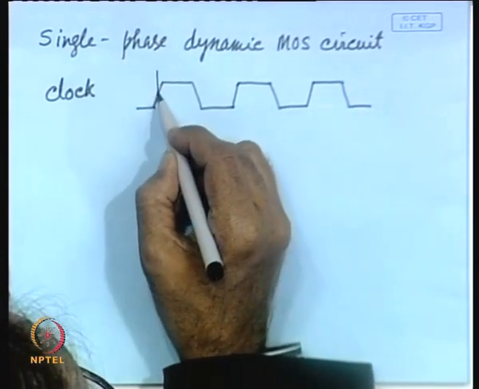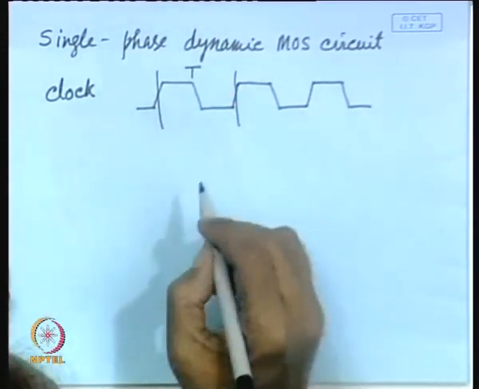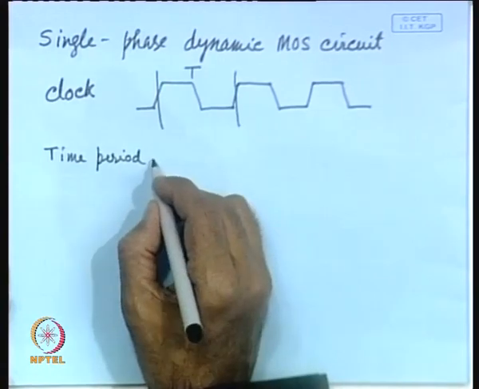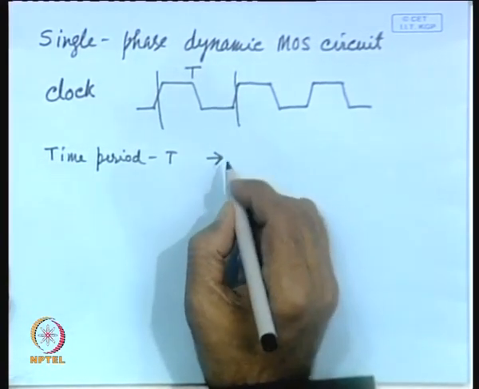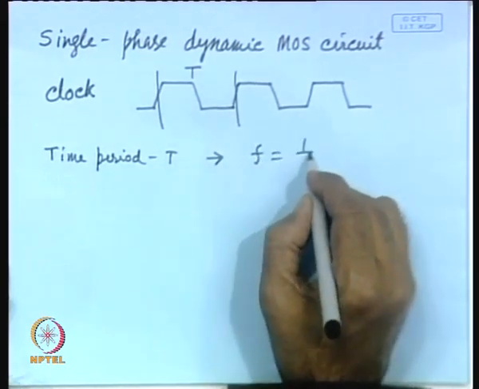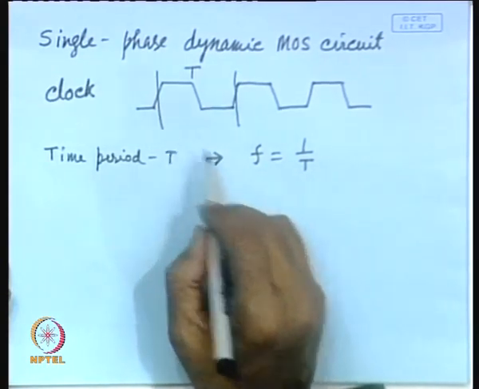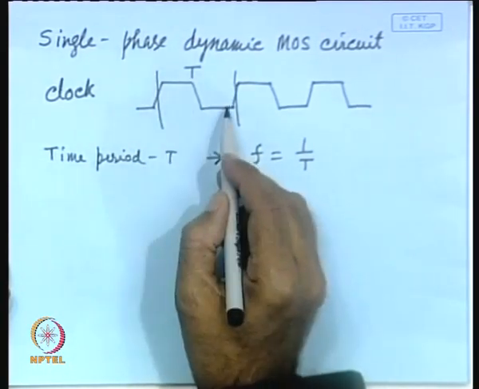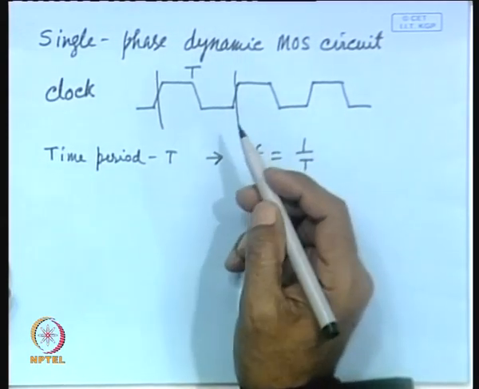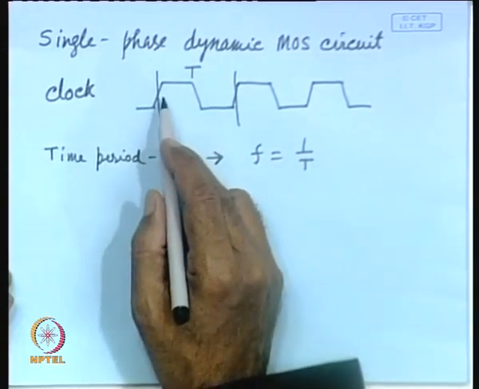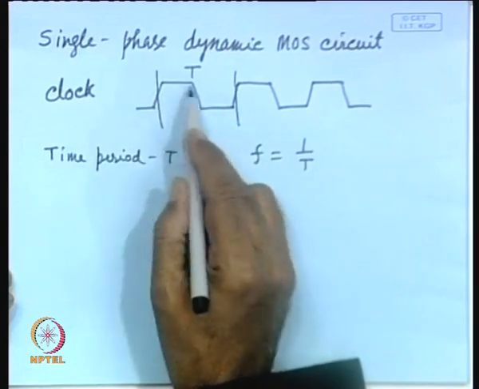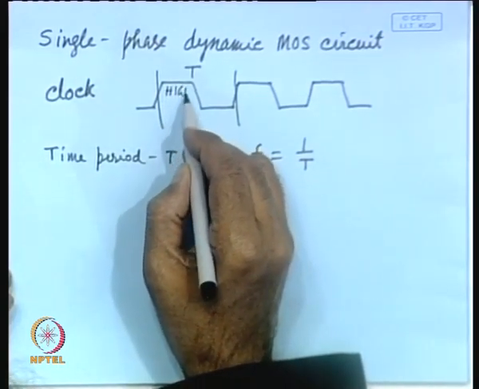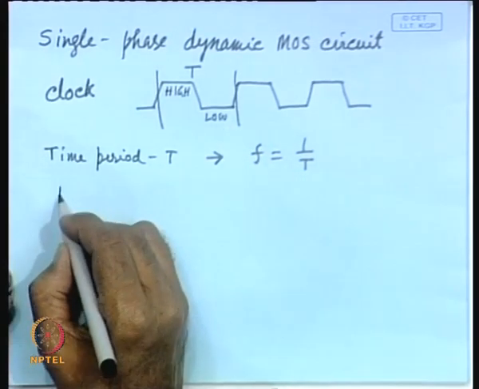One important parameter is the time period T. There is another parameter associated with the time period, that is your frequency. Frequency is equal to 1 by T. So, a clock is characterized by its clock frequency. Now, in addition to that, this time period is considered a single cycle and this is repeated continuously. If you look at one particular time period, you see that there are two states associated with it. One is high and another is low.